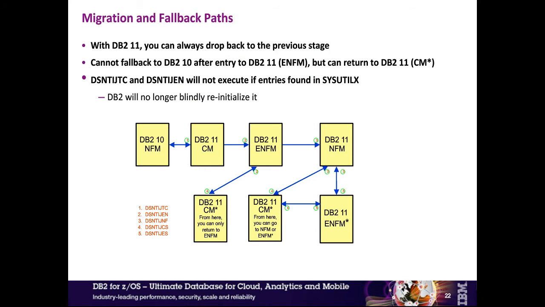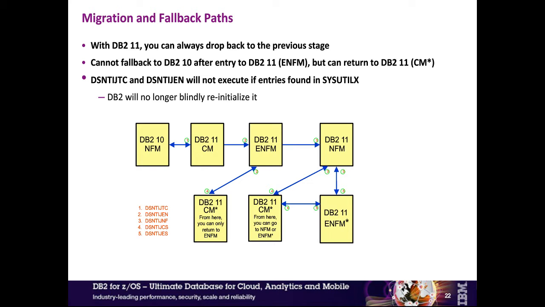On slide 22 here is a picture which summarizes the migration and fallback paths. The process, again, is very similar to what you had in version 10. But with version 11, you can always drop back to the previous stage. You cannot drop back to the older release after you've submitted the ENFM job, but you can always return to conversion mode, and that will be flagged as CM*.